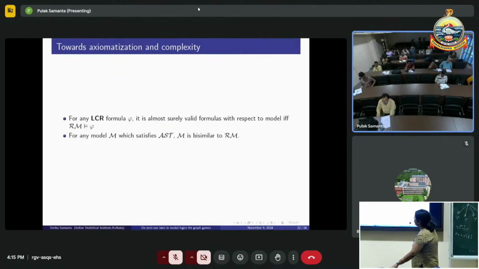We are still far from showing that these are the complete axioms, and what the complete axioms are of these almost surely true formulas from the logic of cops and robber. And we are checking for the complexity class.